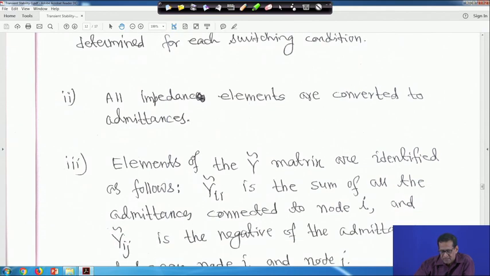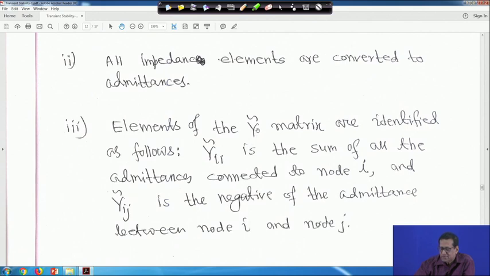Number 2: all impedance elements are converted to admittances, because we have to compute the Y matrix, that is why we have to make it in terms of admittances, right. Number 3: elements of the Y tilde matrix are identified as follows. Y ii tilde is the sum of all the admittances connected to node i. This you know from your load flow studies, and Y ij tilde is the negative of the admittance between node i and node j.